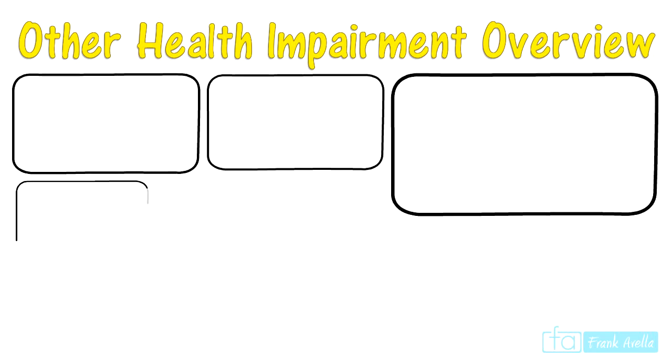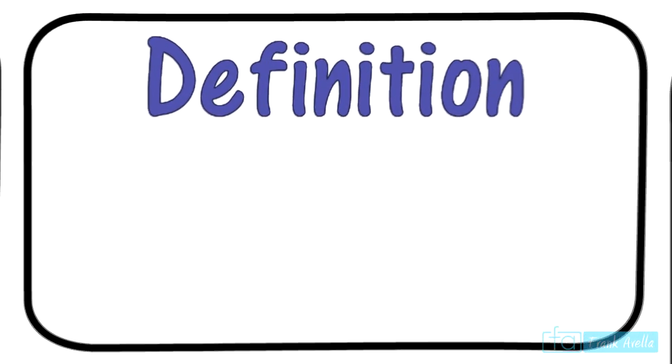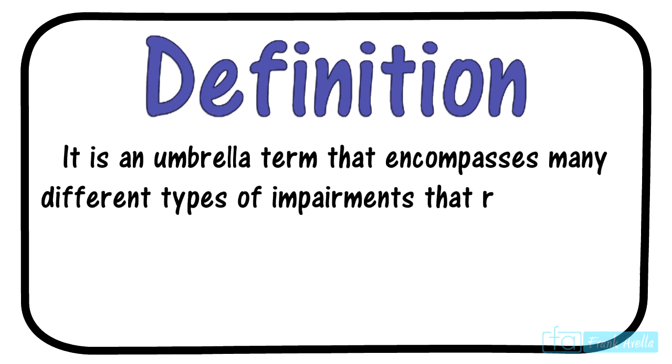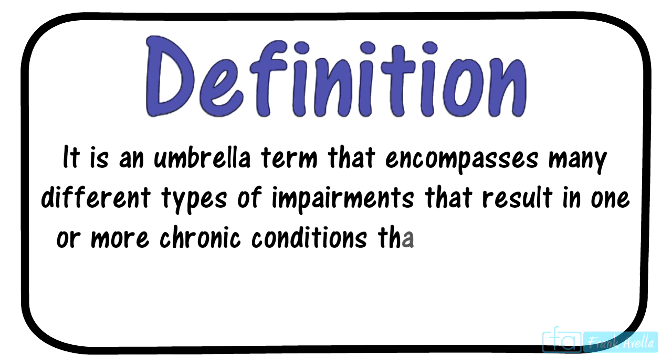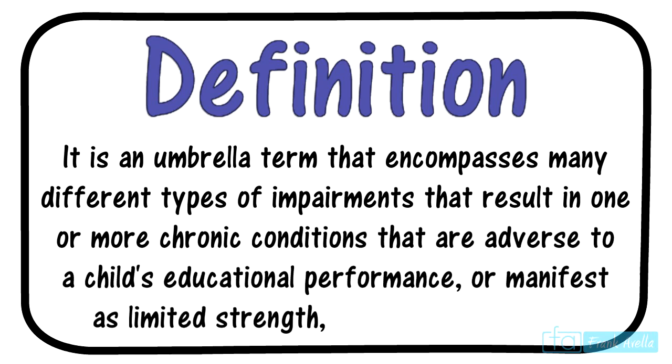Other health impairment, a category of students with disabilities. Here we will cover a number of different topics, but let's begin with its definition. Other health impairment is an umbrella term that encompasses many different types of impairments that result in one or more chronic conditions that are adverse to the child's educational performance, or manifest as limited strength, alertness, or vitality.